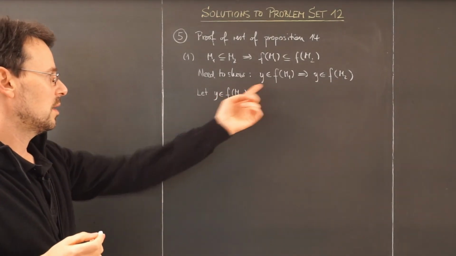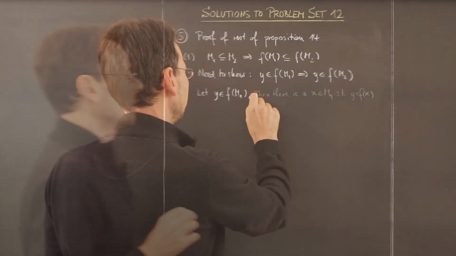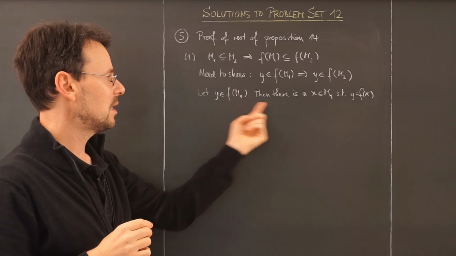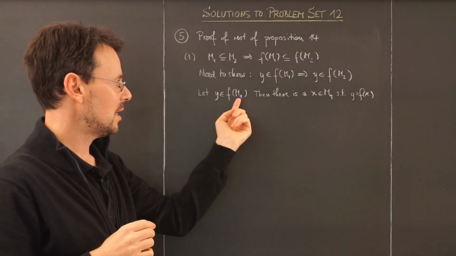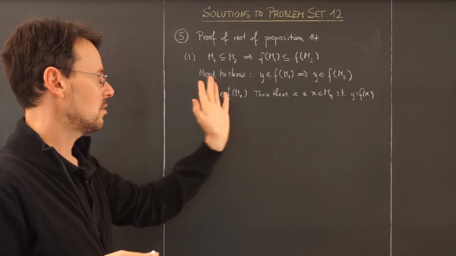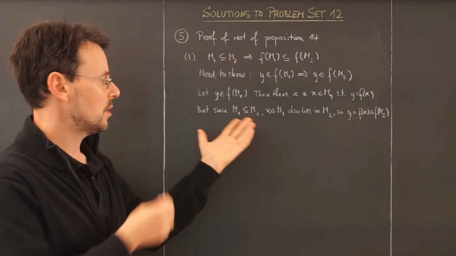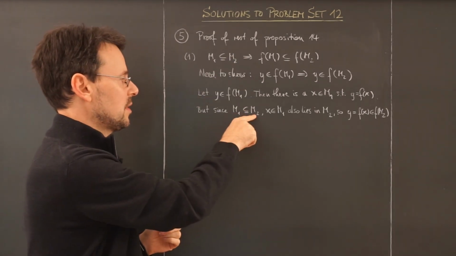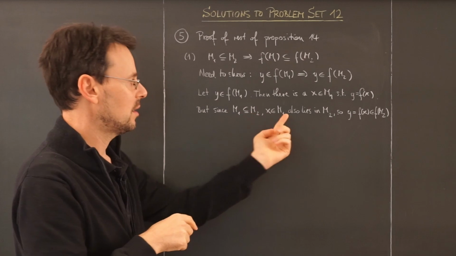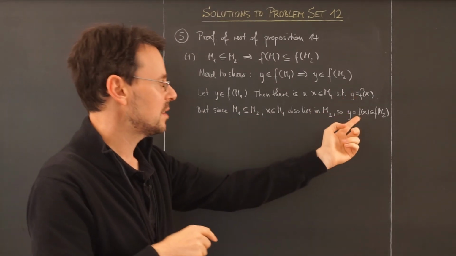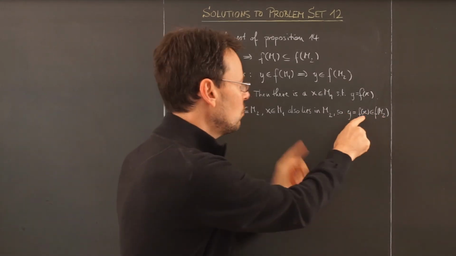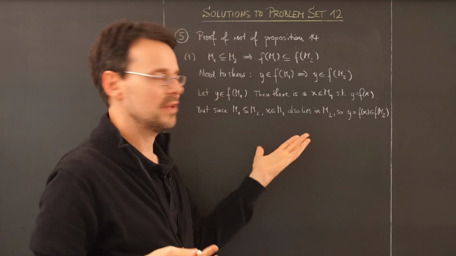All right, so we take an element of F of M1. So now what does this mean by the definition of image of a subset? That means exactly that I can find an x in this set, M1, such that y is of the form f of x. Definition of image of a subset. So we haven't used our assumption yet. We know that M1 is a subset of M2. So if x lies in M1, then automatically it also lies in M2. But what does that mean? That means that this here, y equals f of x, is an element of f of M2, because x is an element of M2 as well.